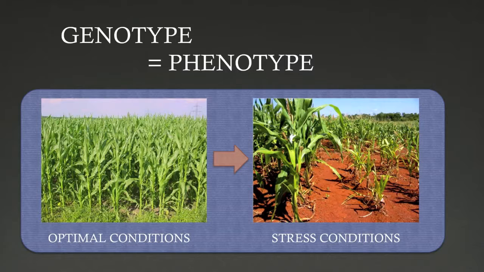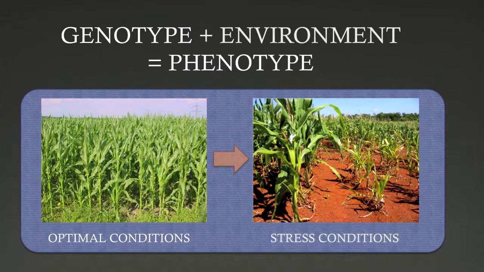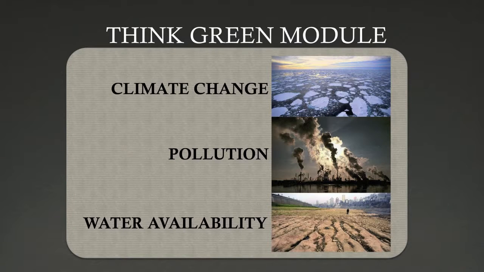For example, these 2 varieties of corn look identical when grown in healthy soil, but show clear differences when grown in soil with high levels of aluminum, with the aluminum-resistant variety performing significantly better. Understanding the relationship between genotype, phenotype, and environment is critical to scientists attempting to develop new varieties of crops to combat the challenges of climate change, pollution, and water availability.